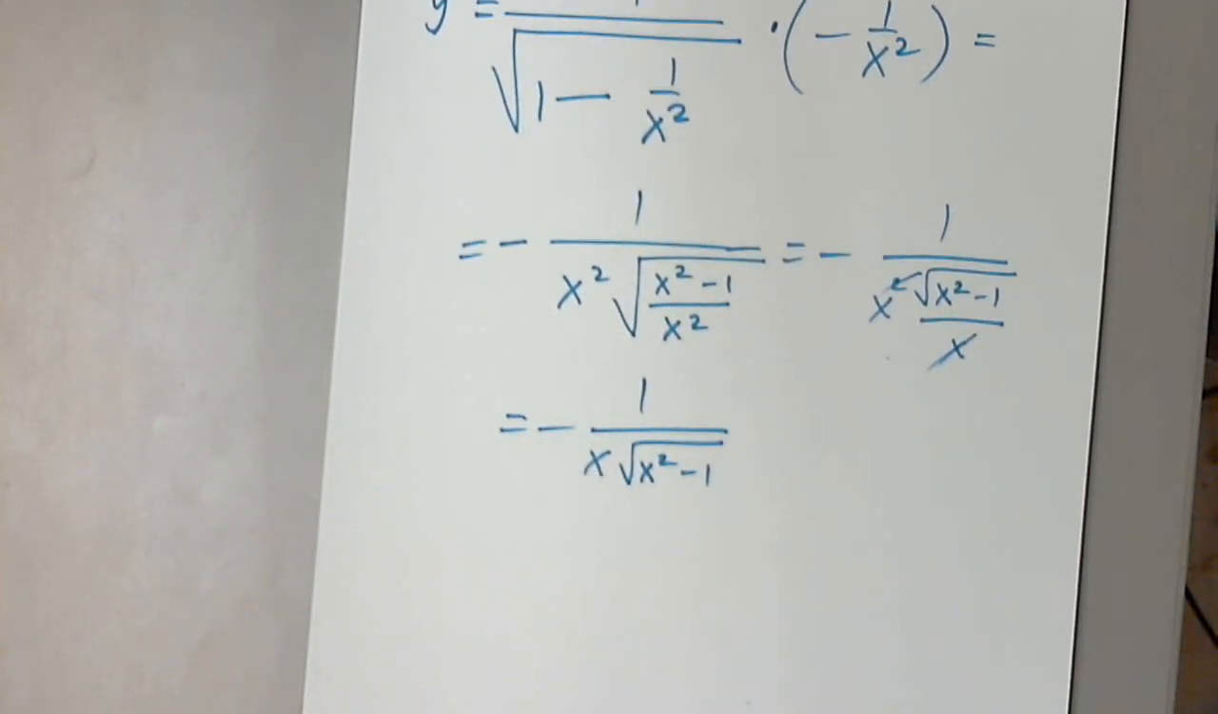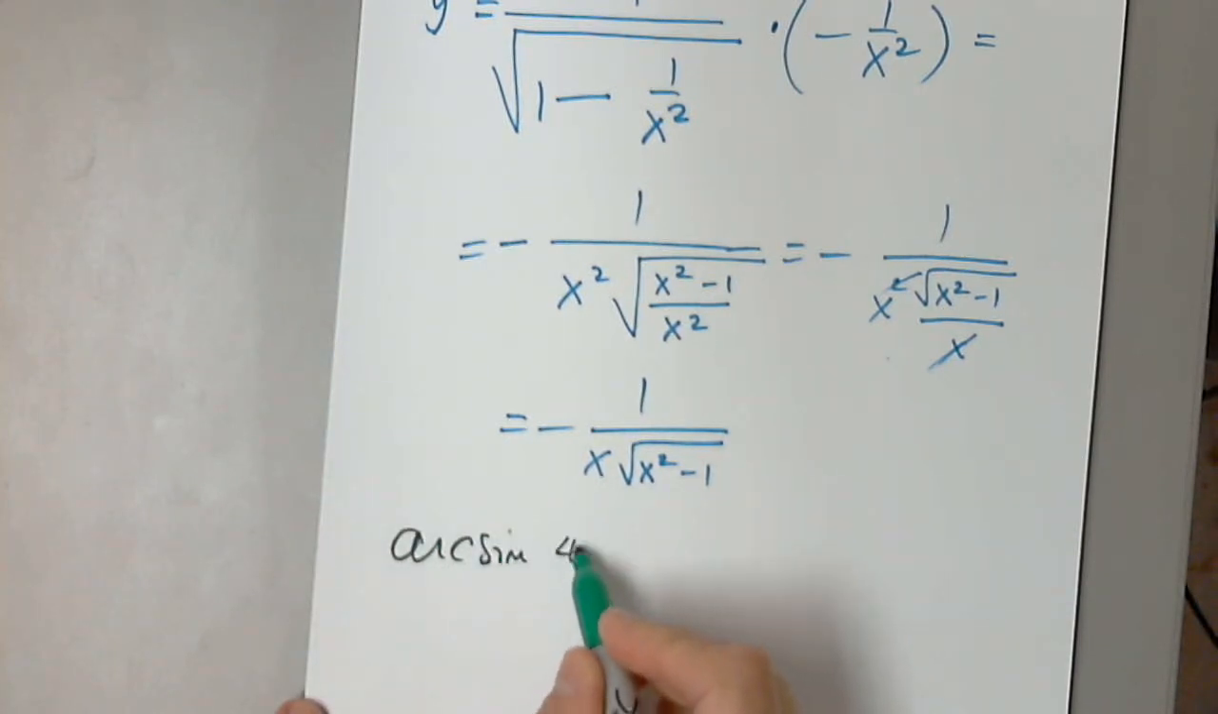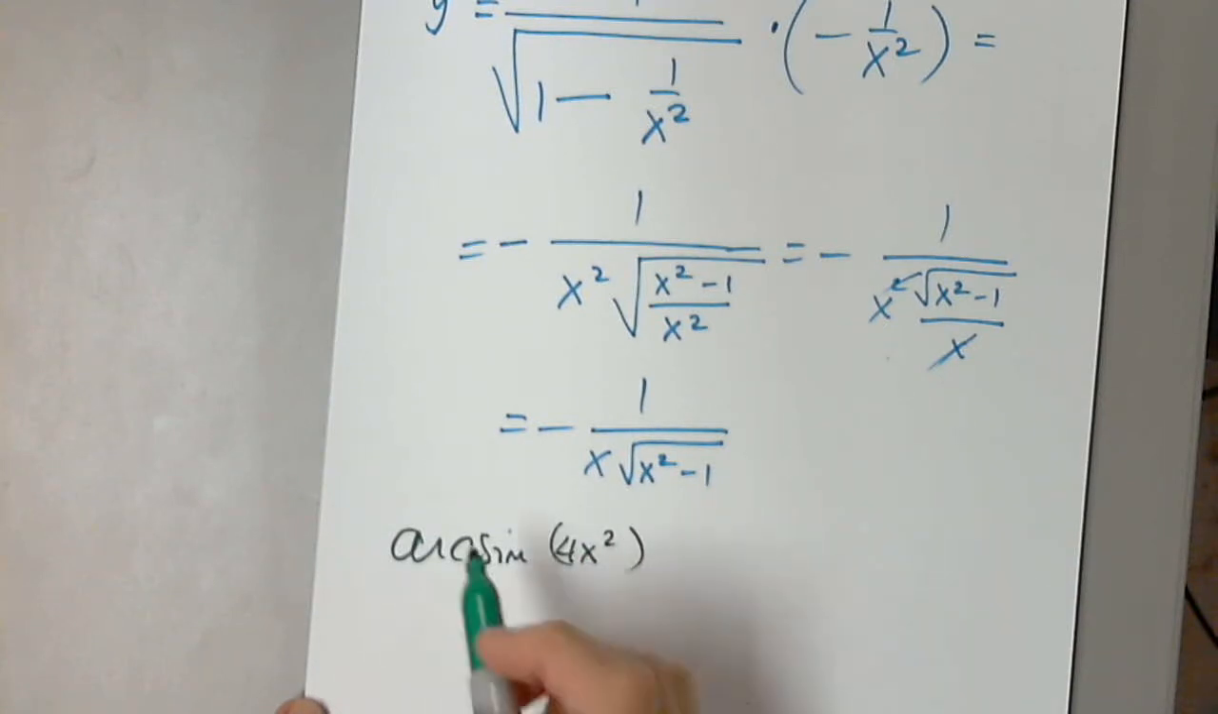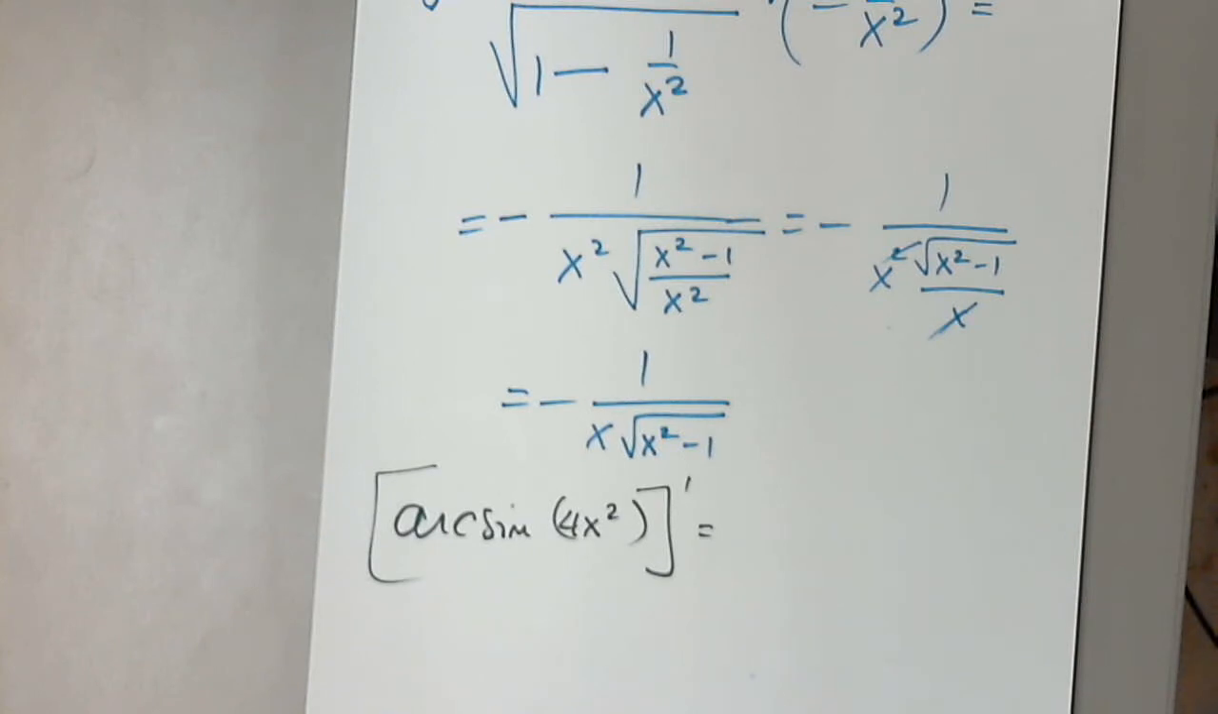Okay, so we're trying to find, let's say, arc sine of 4x squared. We want to differentiate this. Let's work on this for 1 minute.